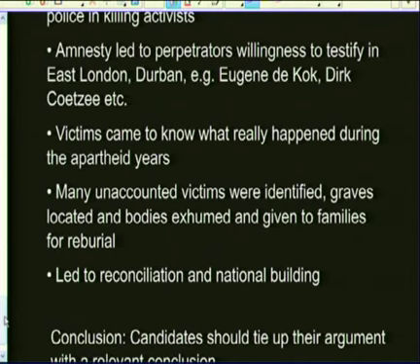Many unaccounted victims were identified. Graves were located and bodies exhumed and given to families to rebury, because what had happened was that, remember, South Africa's past was hidden from them. The security police would kill the people and not tell the families. So the families were able to find closure. So it led to reconciliation and nation building.